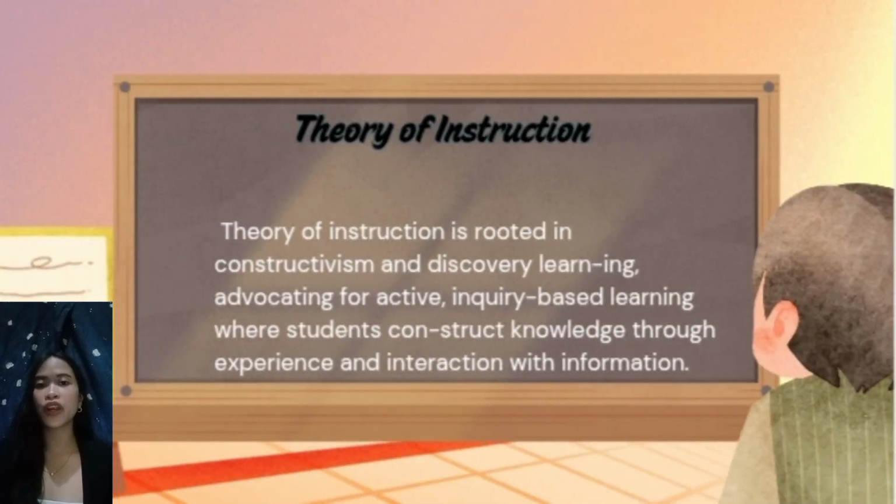Next, we have theory of instruction. There are four types: first, predisposition to learn; second, structure of knowledge; third, effective sequencing; and last, reinforcement. Now I'm going to explain the theory of instruction. It is rooted in constructivism and discovery learning, advocating for active, inquiry-based learning where students construct knowledge through experience and interaction with information.